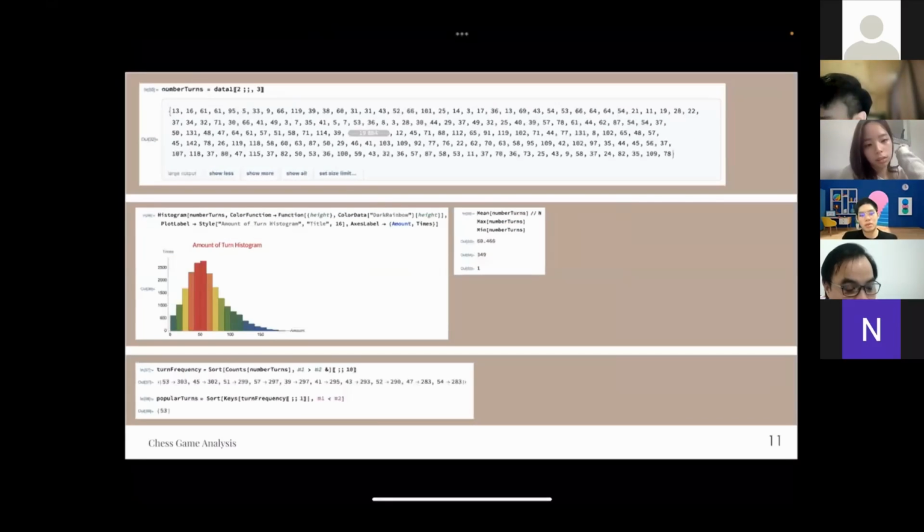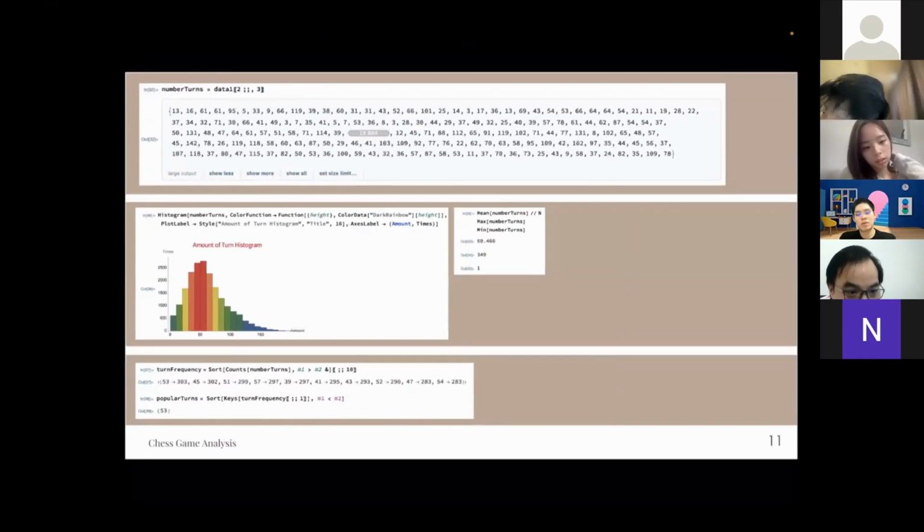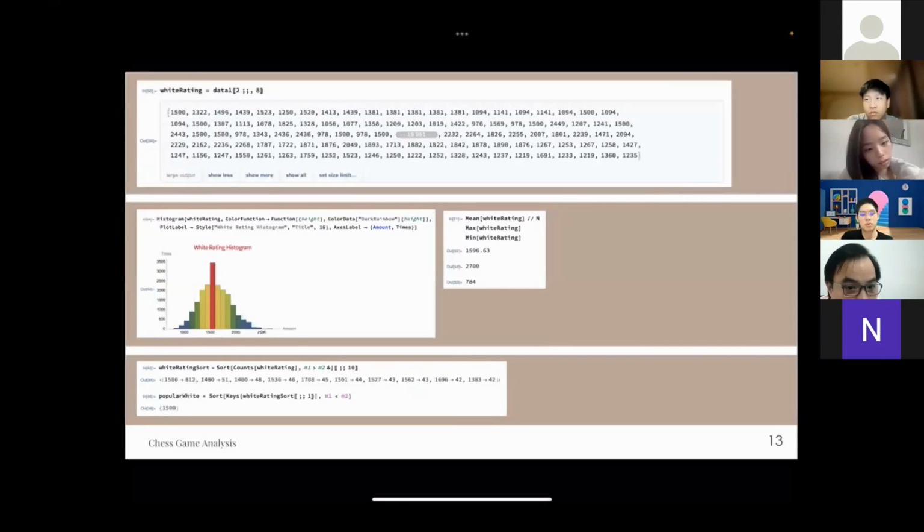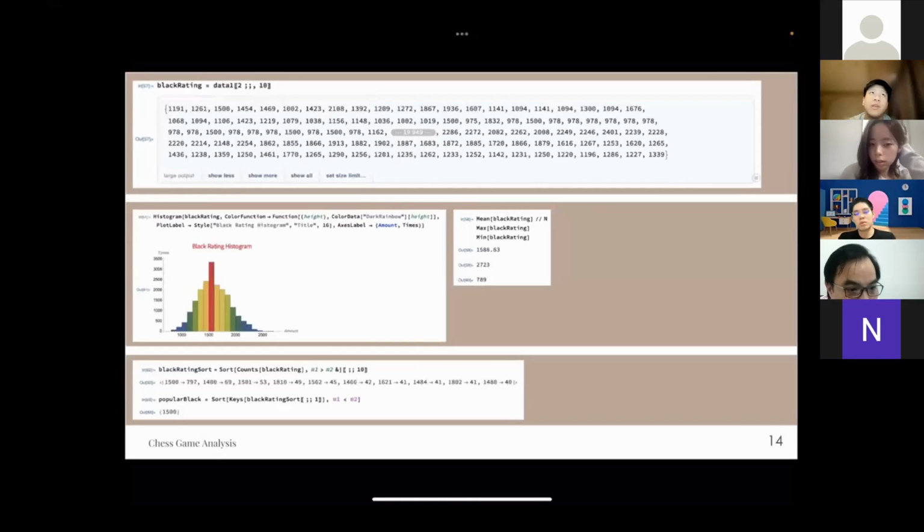Next, the number of turns per game. The most common turn range after sorting and counting, as well as using the key function, is 53 turns. Next, the number of opening moves. The most common number of opening moves is 3 moves. Next, white ratings. The most common white rating is 1,500. Next, black ratings are very similar, where the most common black rating is also 1,500.